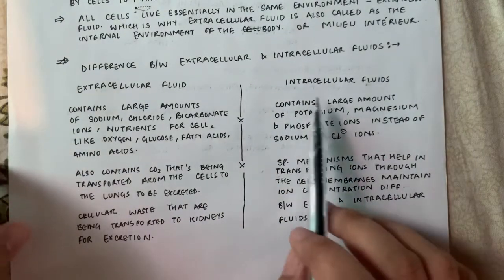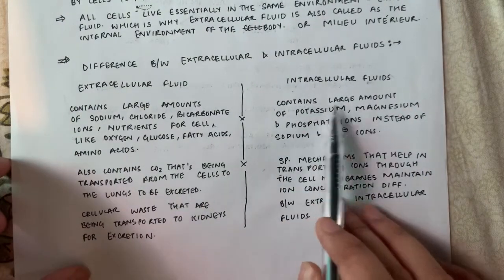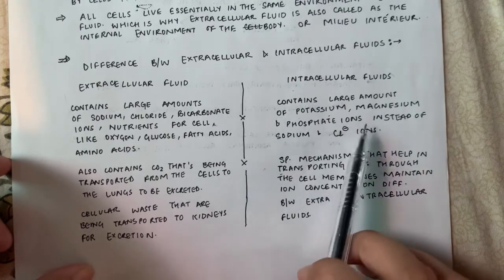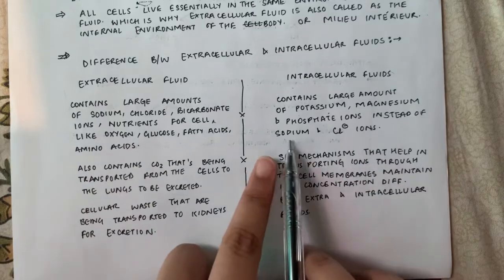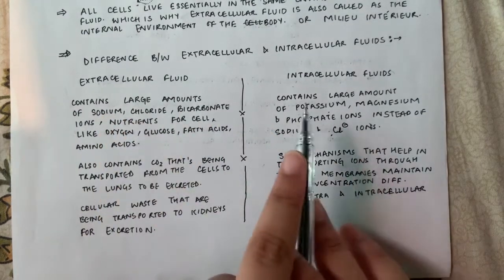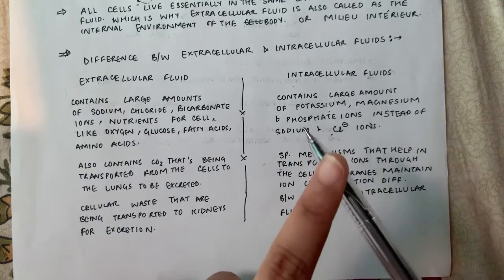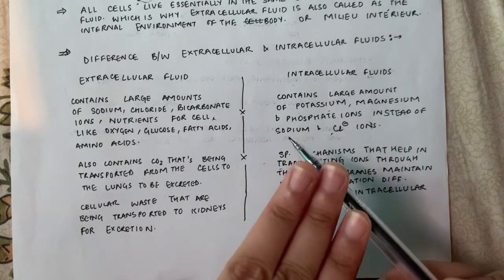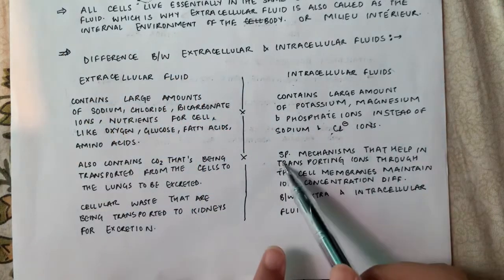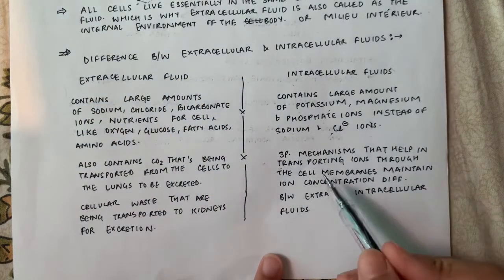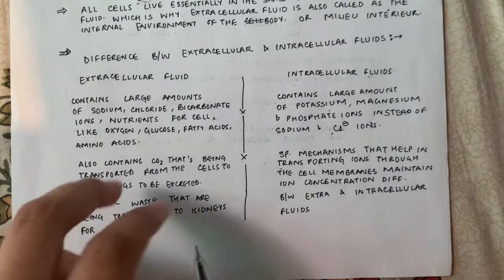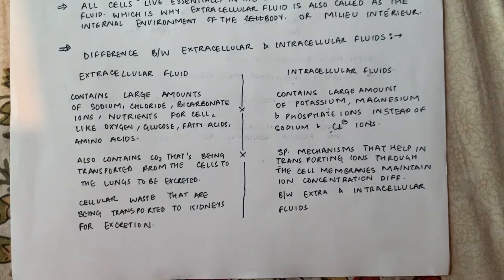Then we have intracellular fluid, contains large amount of potassium, magnesium, phosphate ions instead of sodium and chloride ions. जो sodium and chloride ions हैं वो यहाँ पे present है, right? इसमें sodium and chloride ions नहीं होते. इसमें क्या होते हैं? Potassium, magnesium and phosphate. Okay. ये वाले आयंस यहाँ प्रेजेंट होते हैं, and special mechanisms that help in transporting ions through the cell membrane maintaining the ion concentration difference. अब स्पेशल मैकेनिज्म्स क्या है?